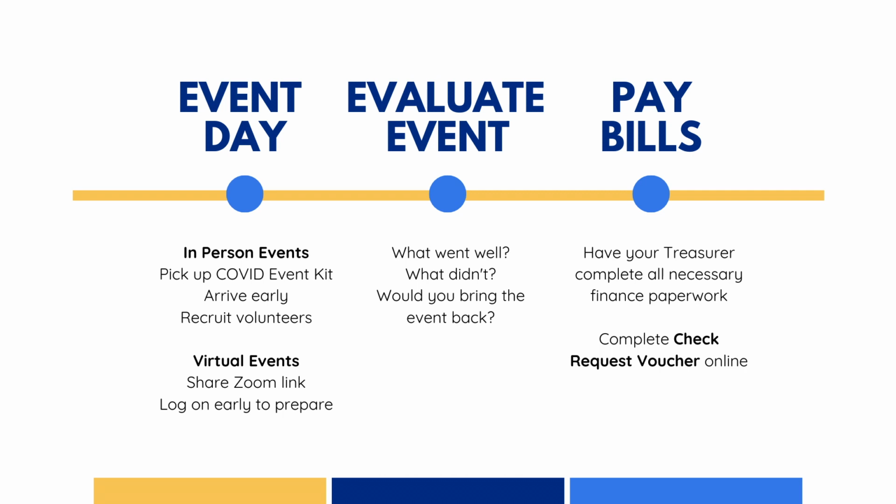A sign-in list is included in the COVID event kit in order to help the university with contact tracing. In the event a student does test positive for COVID-19, we want to make sure that we can find any students who may have interacted with them. This sign-in sheet should be turned into OSILD at the conclusion of your event.